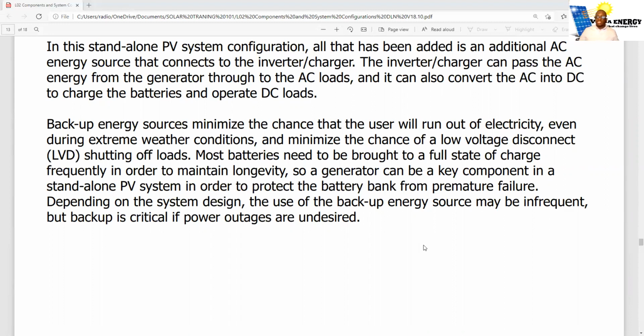So if you have a lot of sun coming in, you may not really use your backup generator or your other source of energy because you have a lot. In Liberia, let's say all during the dry season, you will not use that. You will use that in the rainy season more. That's when you're going to need that backup. All right.